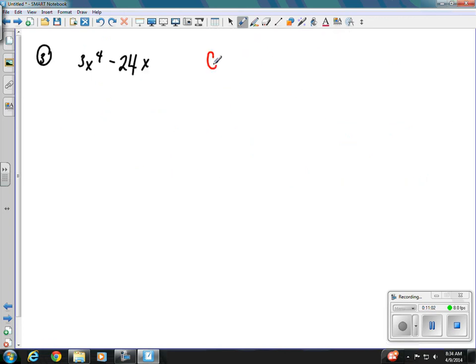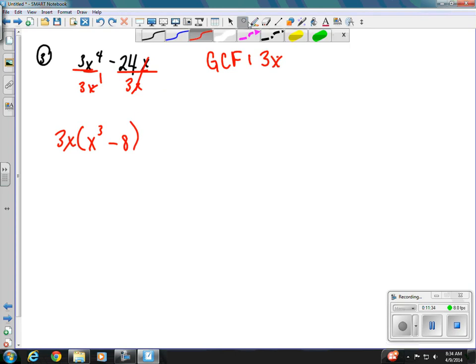So our step 1 is to always check for a GCF, and we try 3. 3 can go into 24 evenly, and if you look, they both have x's. We need x to the first because it's the smallest power. So we divide everybody by our GCF of 3x, and our 3x goes on the outside. 3 divided by 3 is 1, we don't have to show it. And then our exponents we subtract, so 4 minus 1 gives us x cubed. Minus 24 divided by 3 is 8. x divided by x cancels.